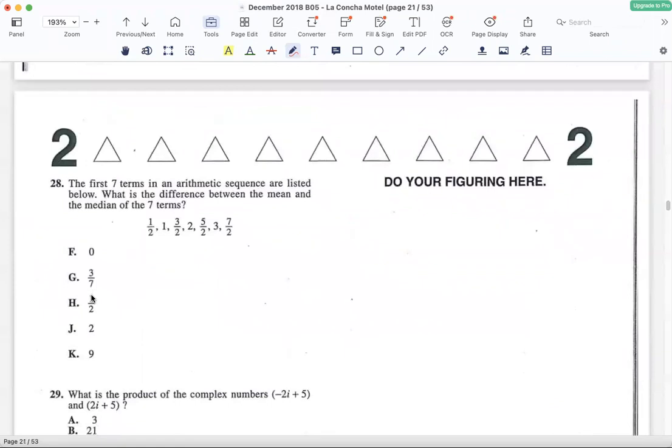The first 7 terms in an arithmetic sequence are listed below. What is the difference between the mean and the median of these terms? Okay, so 7 terms, the median will be the fourth term, right? So it will be 2. And the mean, so actually if you look at the arithmetic sequence, the common difference is 0.5. So this is 2 minus 0.5. This is 2 plus 0.5. 2 minus 1, 2 plus 1. So the mean will also be 2 because when you sum these, it would be 2, right? So the difference is 0.